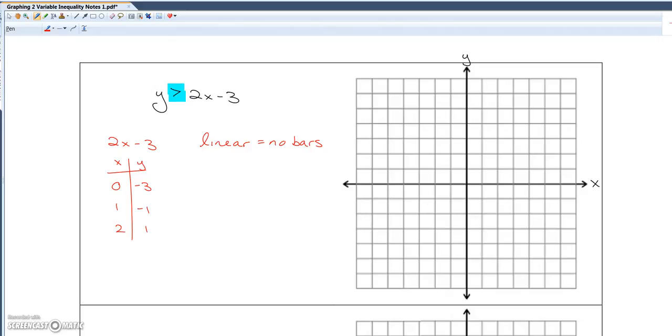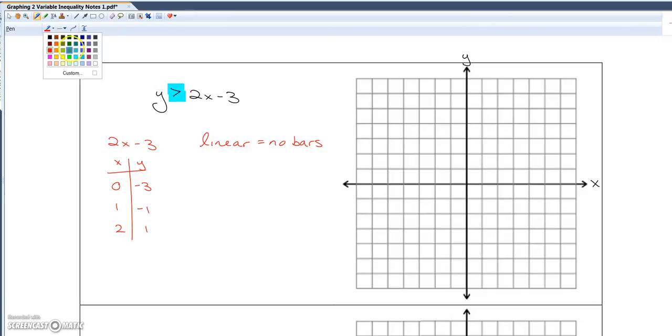So I want you to think about this idea. If you had an equation, it would say equals. You're drawing a straight, solid line. Now that it says is greater than, we're trying to show a range of solutions that makes the statement true. So again, we're looking for things that would make this statement true.